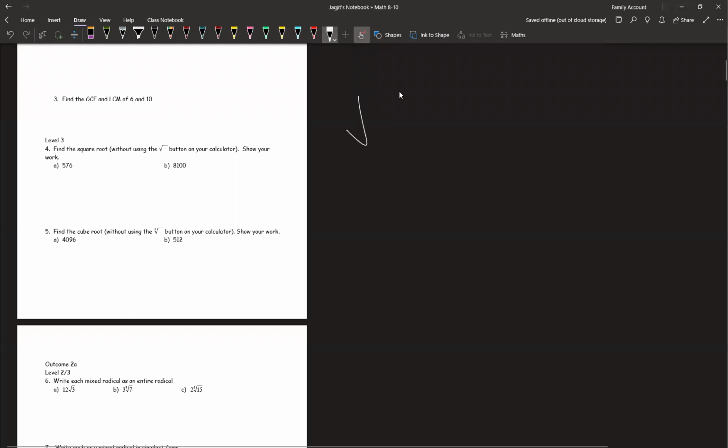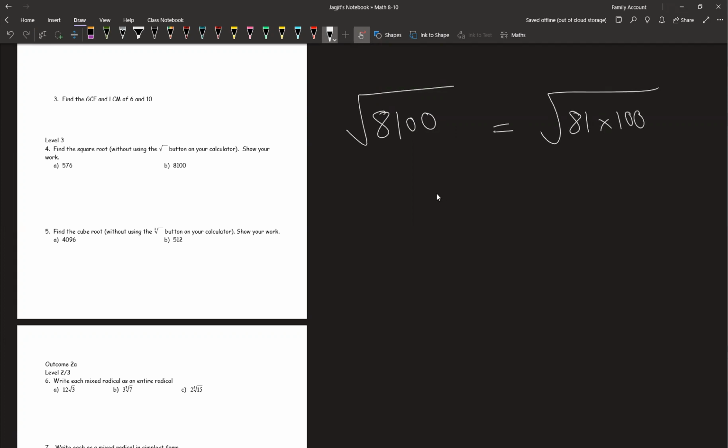Now, the next one is square root of 8100. Now, you should be able to recognize that, oh, this is just 81 times 100. Square root of 81 is 9, and square root of 100 is 10. So it's just 9 times 10, which is 90, right? So you should be able to see that, that way you can do these questions much faster.